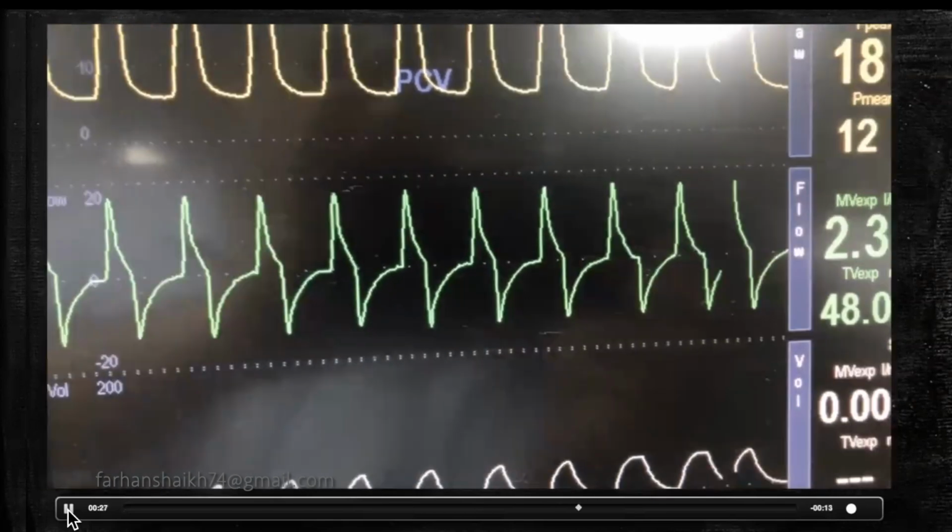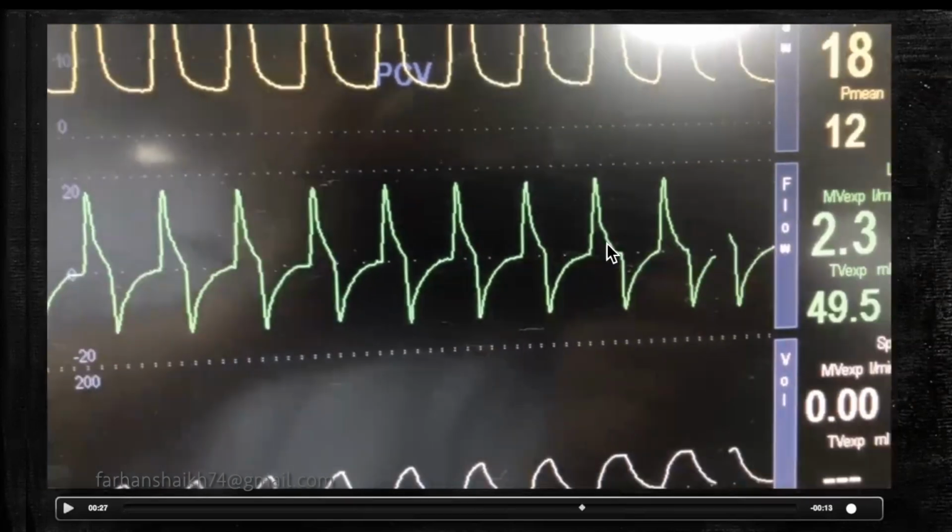So we can see a very clear difference. As soon as we increase the I time, you can see now the inspiration is touching the baseline. We get a clear pause time, and then expiration is starting. And previously, because of shorter I time, this was not happening. The inspiration was not touching the baseline and expiration was starting. So this is one advantage of looking at the flow time scalar and adjusting inspiratory time appropriately.